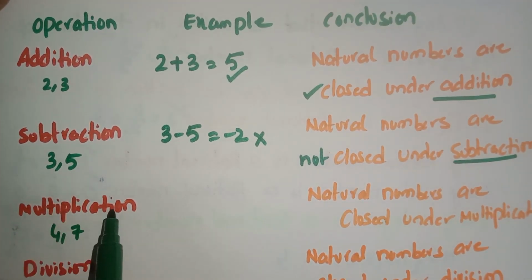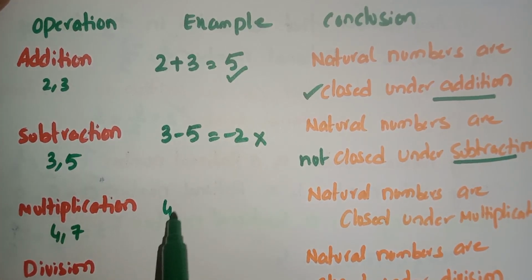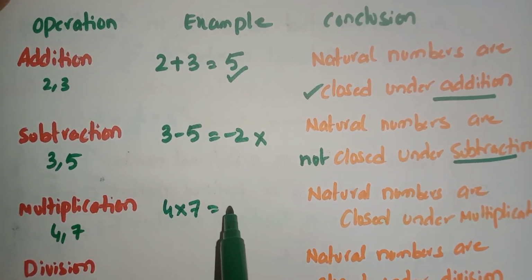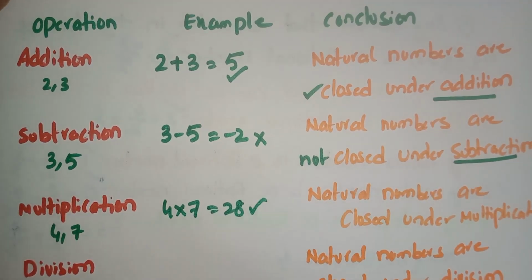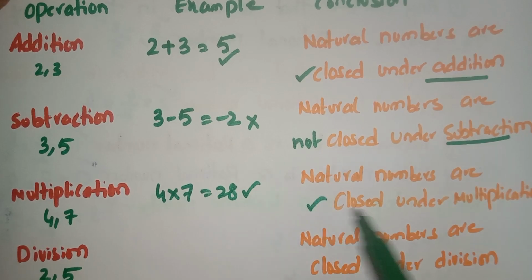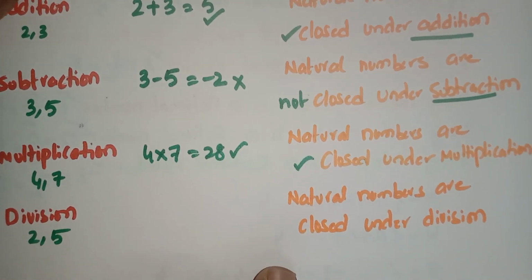We have multiplication. Let us choose the inputs 4 and 7. Let us perform multiplication. That is 4 7s are 28. That is again a natural number. Thus we can say natural numbers are closed under multiplication.